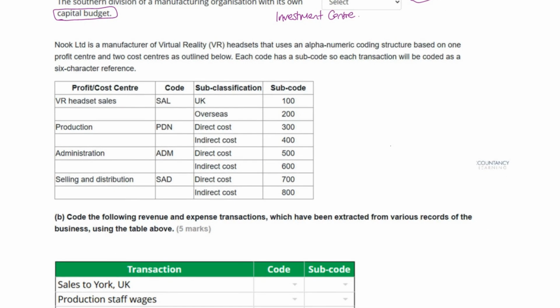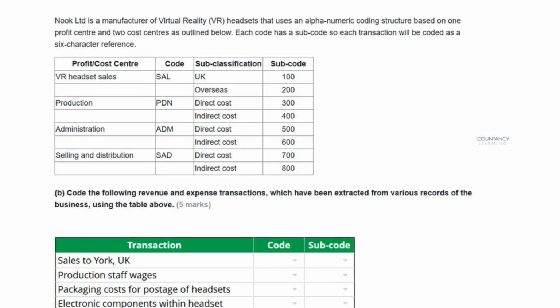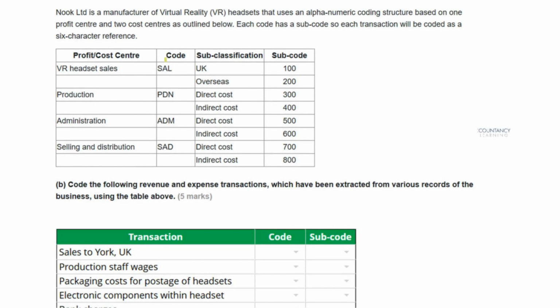Nook Limited is a manufacturer of virtual reality headsets that use an alphanumeric coding structure based on one profit centre and two cost centres as outlined below. Each code has a subcode, so each transaction will be coded as a 6-character reference. Here we are given the information about the profit and cost centres. We're given what the code is and what the subcodes are. And we're told that each transaction is a 6-character reference, so we need to use both the code and the subcode for each transaction.